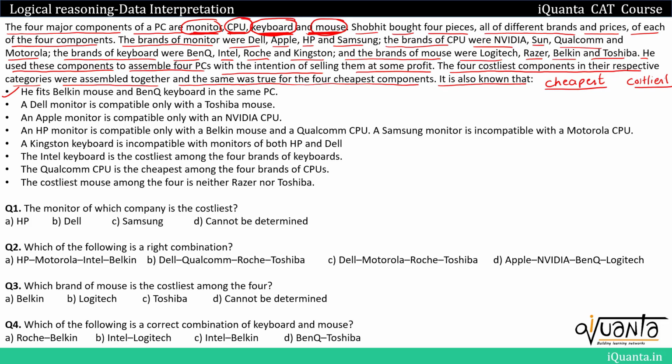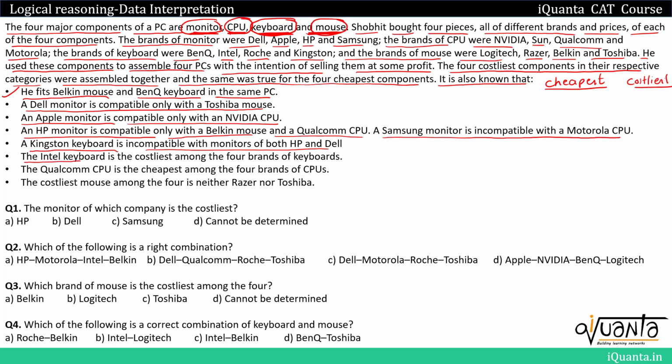It is also known that, so we have been given some clues over here. The first one is he fits Belkin mouse and BenQ keyboard in the same PC. So now he has started telling us which components will be there in a particular PC. Second, the Dell monitor is compatible only with the Toshiba mouse, and the Apple monitor is compatible with an Nvidia CPU. An HP monitor is compatible only with a Belkin mouse and a Qualcomm CPU. A Samsung monitor is incompatible with a Motorola CPU. A Kingston keyboard is incompatible with monitors of both HP and Dell. So basically all these clues are related to compatibility of these components.